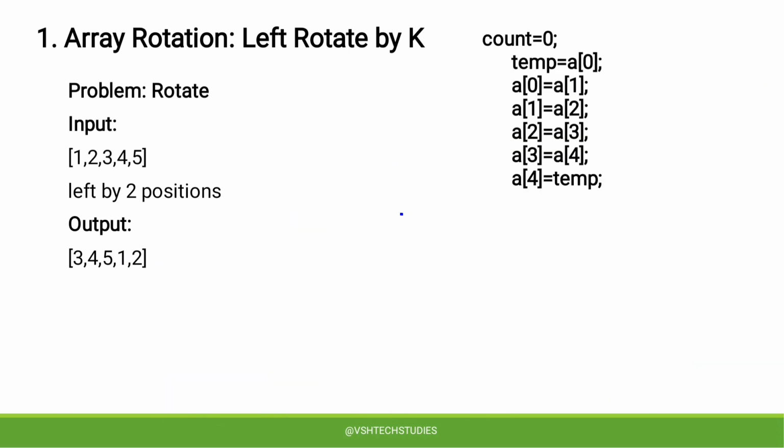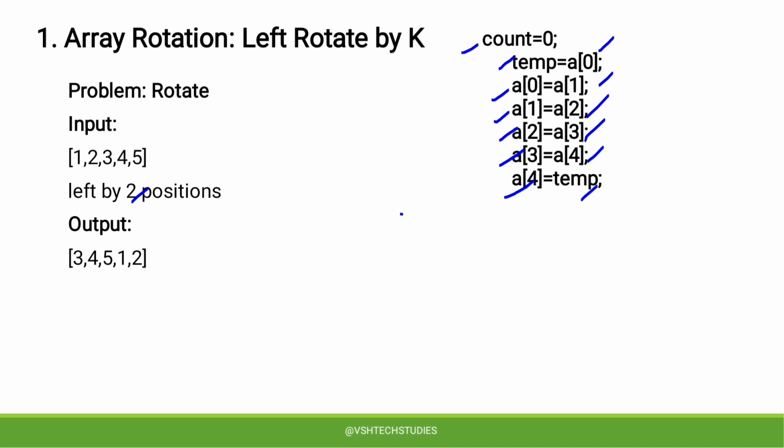So how many times do we have to rotate here? 2 times. So we'll take a memory location called count and assign 0 to it so that we can count how many times we are rotating. In the first iteration, the temp memory location is assigned the first memory location in the array, that is A of 0 memory location content. Next in the first location of the array, the second element is copied. In the second element place, the third element is copied. In the third element place, the fourth element is copied. In the fourth element place, the fifth element is copied, and in the fifth element memory location, temp is copied.